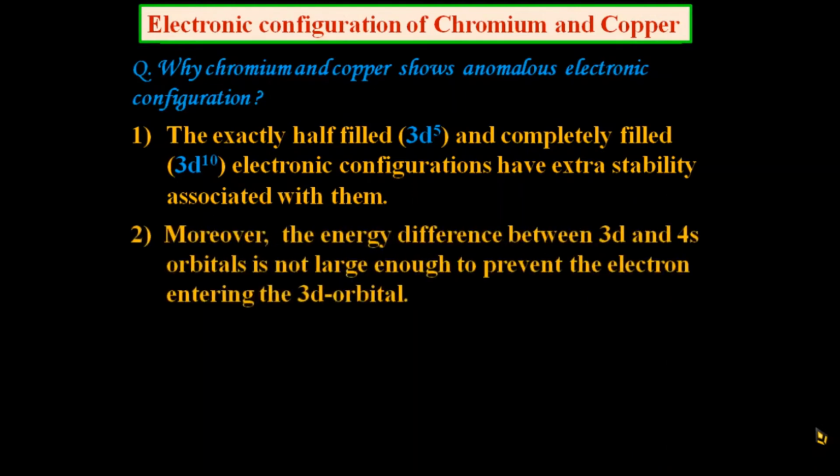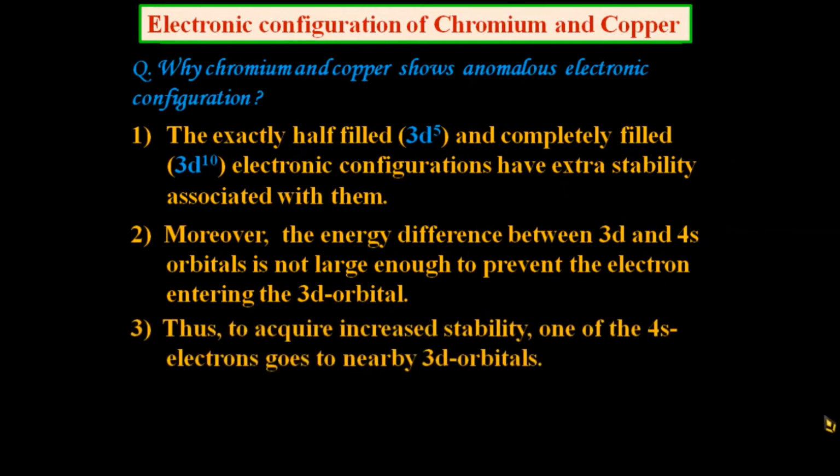This is the rule. Moreover, the energy difference between the 3d and 4s orbitals is not large enough to prevent the electron entering the 3d orbital. That means there is not much difference in the energy of the 3d and 4s orbitals. So an electron is easily transferred from 4s to 3d to get the stable electronic configuration. To acquire increased stability, one of the 4s electrons goes to the nearby 3d orbital. So in the case of chromium, one electron is transferred from the 4s orbital to the 3d orbital, and its electronic configuration becomes 3d5 4s1.